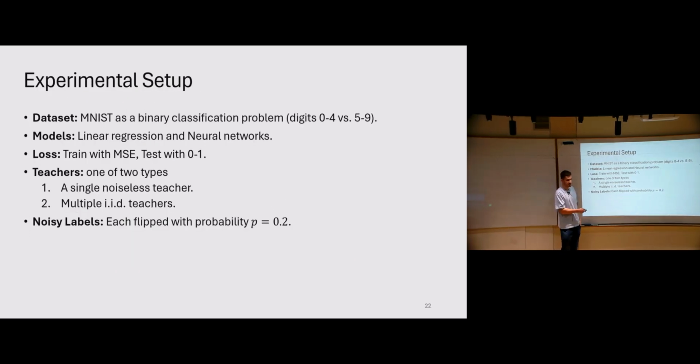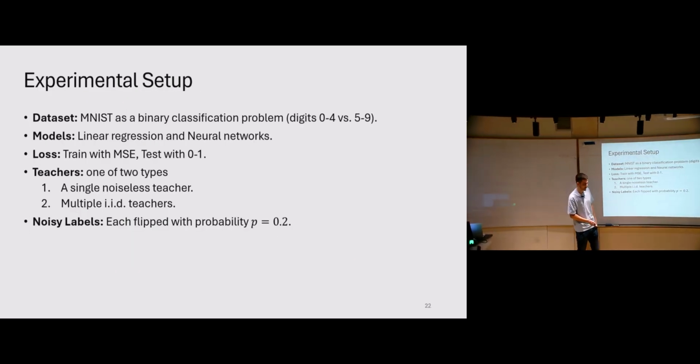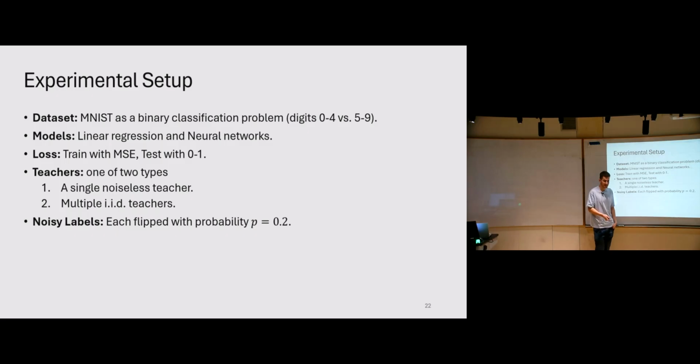So let's go to the real experimental setup. We consider MNIST-based data in which labels of 0 to 4 are converted to class 0 and 5 to 9 are converted to class 1. We consider two models. The first one is the linear model. The second one is the neural network. We train with mean squared error, and then we report and test with 0-1 loss.